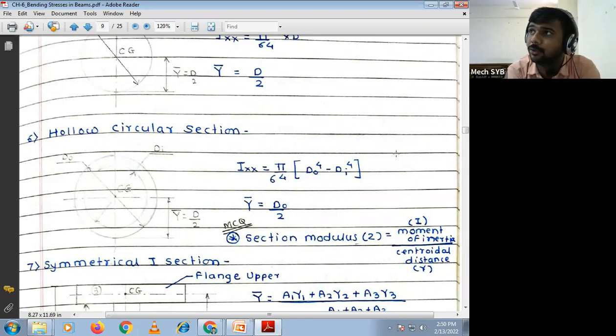Write down the Ixx formula also. We have not taken any Iyy formula because we have considered all the sections to be symmetrical about x axis, and that we have to use for your further calculation. आपल्याला Iyy पुढे कुठेच वापरायचा नाही. So Ixx is pi by 64 DO raised to 4 minus DI raised to 4. And represent y bar distance on the figure also, from the bottom side up to their CG distance. Center point la CG नाव द्या तिथं center line ला, because it is concentrating at the center point.